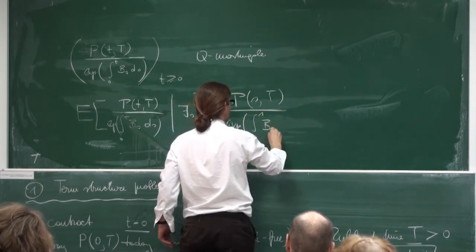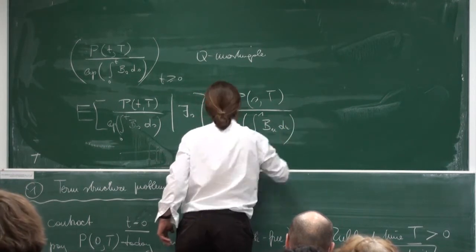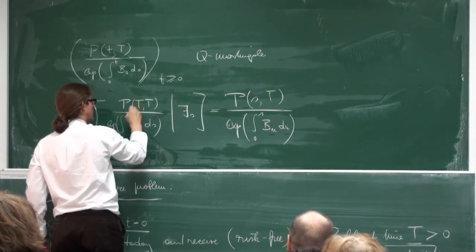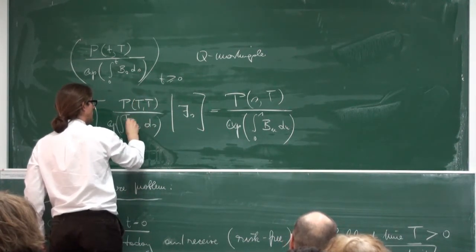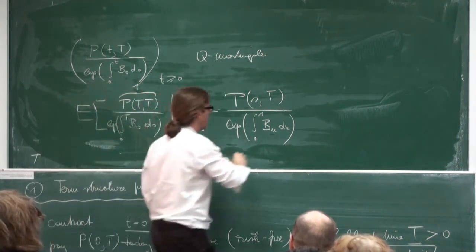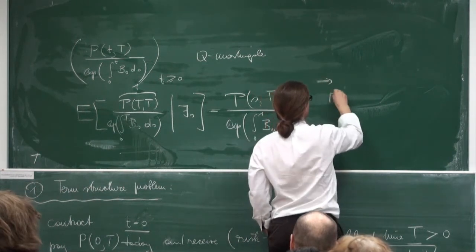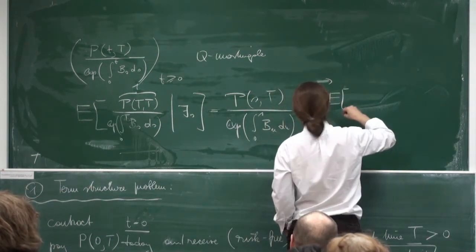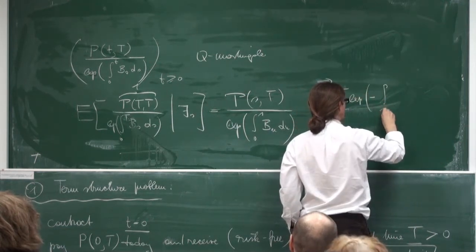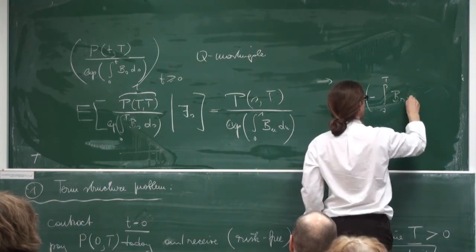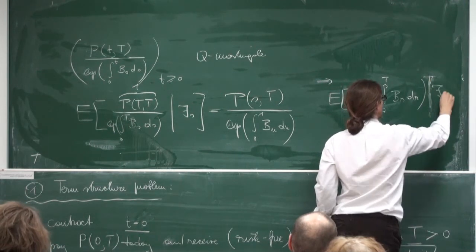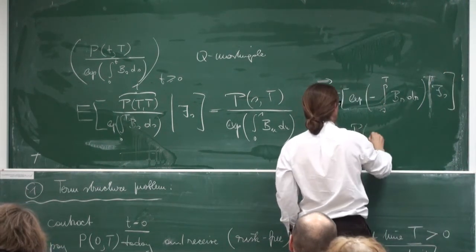Why do I bore you with such an easy statement? Because now I say, well, I have a particular value which I can introduce here. This is capital T. Why? Because at capital T I know that the value of the bond is 1. So now I obtained a very simple formula: the conditional expectation on F_s of exponential minus the integral from s to capital T of r dr equals P(s,T).